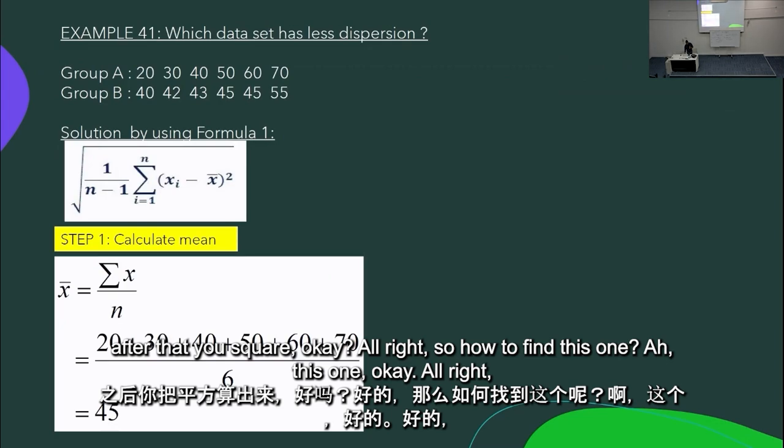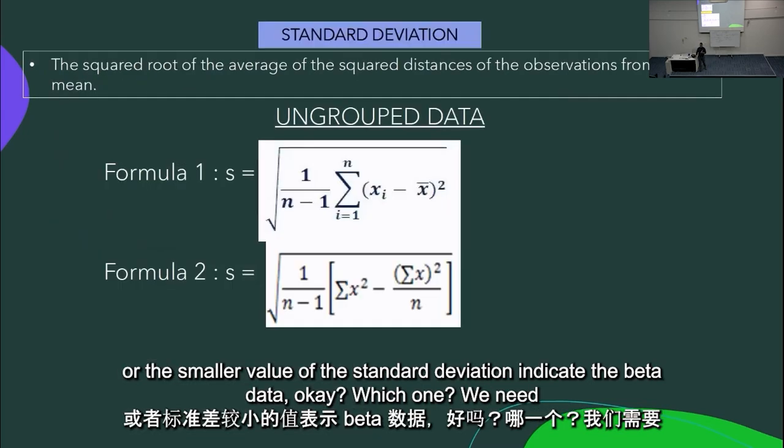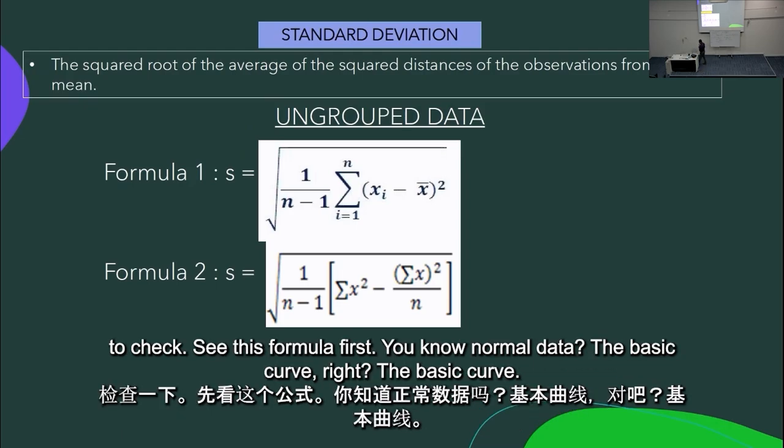Alright, so how to find this one? Which data set has less dispersion? The smaller value of the standard deviation indicates the better data. Which one? We need to check. See this formula first.